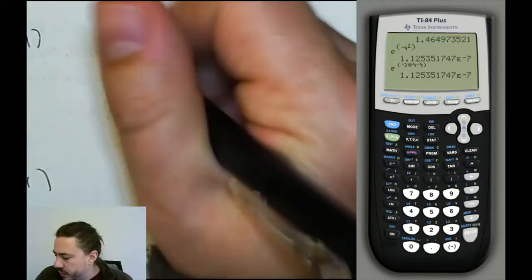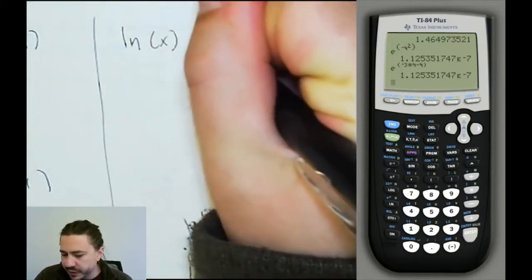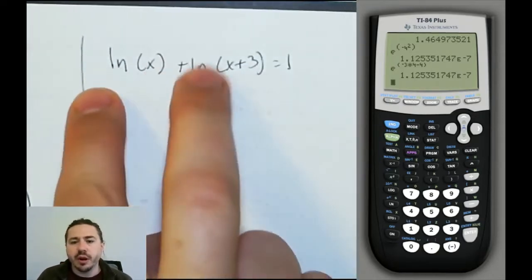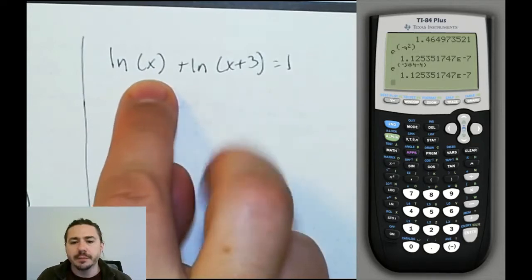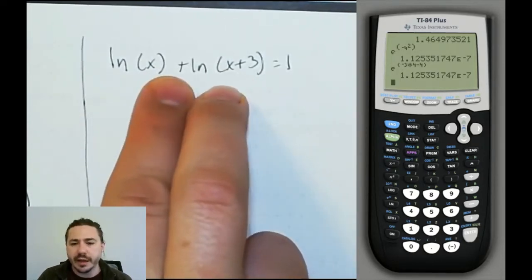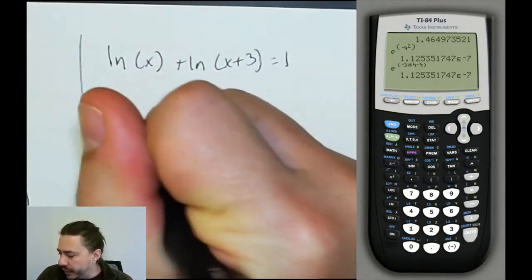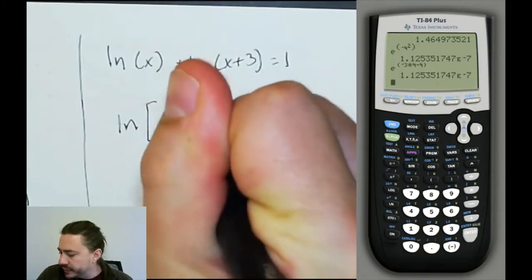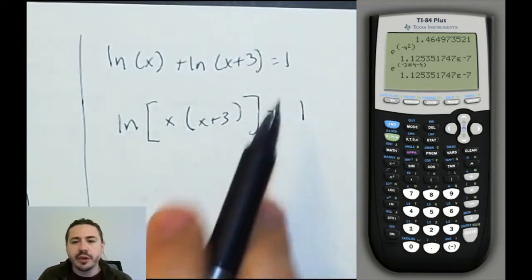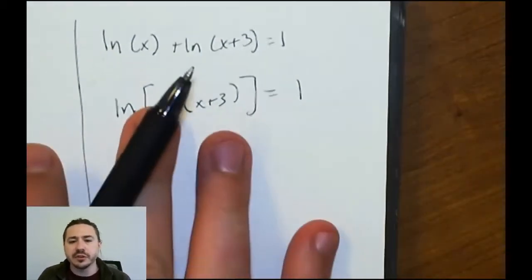So let's do one more. Let's say we got the natural log of x plus the natural log of x plus 3 equals 1. This is going to be a case where we do want to combine these. So we have two logarithms with the same base. We're adding them. So to combine those, we want to multiply the arguments. So I have the natural log of x times x plus 3. And hopefully you can kind of see where this is going in terms of what kind of equation this is going to turn into.